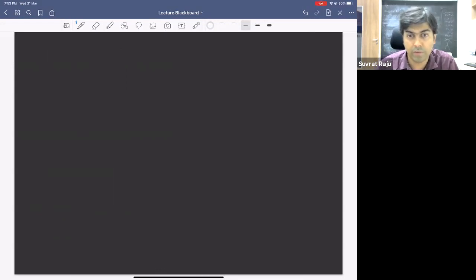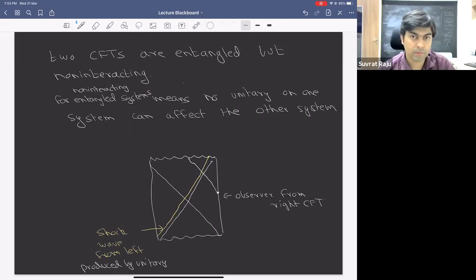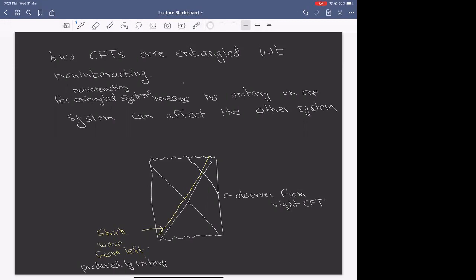So is there a question? Yeah. I thought in the eternal black hole case that the entanglement of the CFT was defined at the t equals 0 slice. Right. So if we want a shock wave to interact with an observer coming from the right CFT, then we have to move beyond the t equals 0 slice, right?